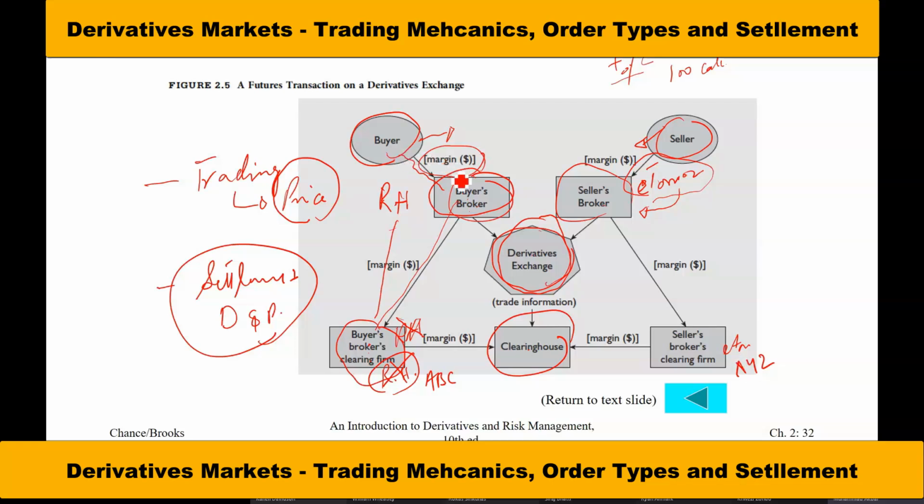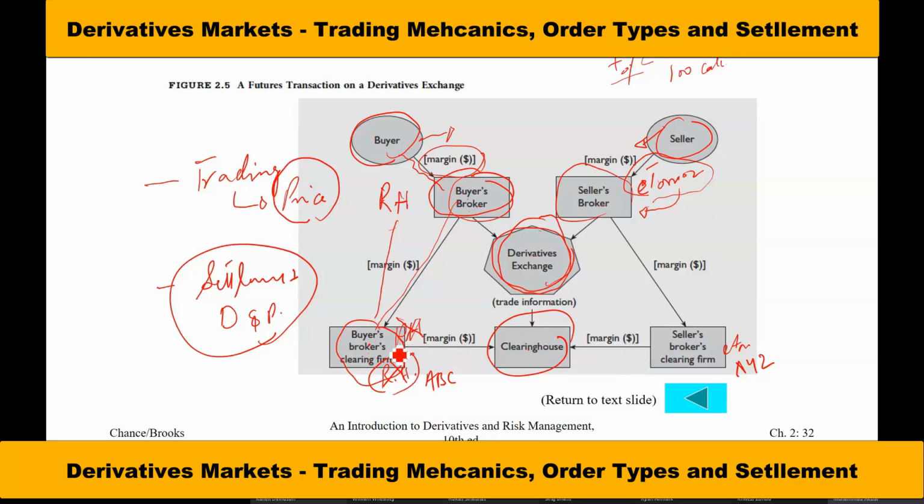So the margin deposit that I have kept with my broker will be transferred to the clearing firm, which is ABC, and the margin deposit that you have kept with your broker will be transferred to the XYZ company. Now, if it's a futures contract, we have set the price today. What will happen as the futures price changes each day when the market is marked to market? The gain or loss in our accounts will be settled.